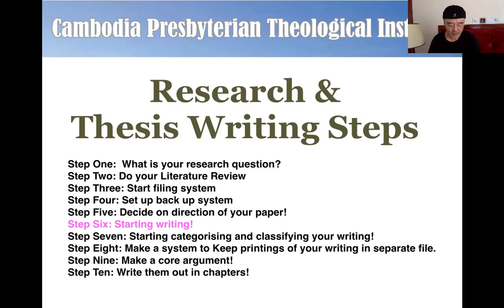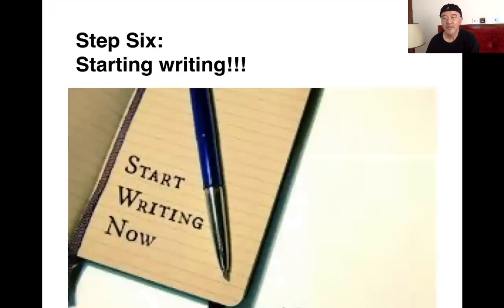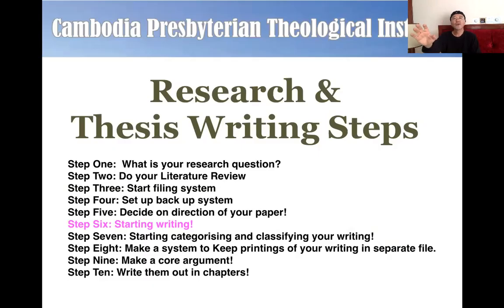And then step 6 is, you start writing. Just write everywhere. Just start writing once you make the decision. So let's go back. You know your research question, and you processed, okay, I know what I want. And you did your literature review. You read and started categorizing. You have all these outlines and all these high points. And then you have a filing system. You put everything in the computer and you have a backup system, right?